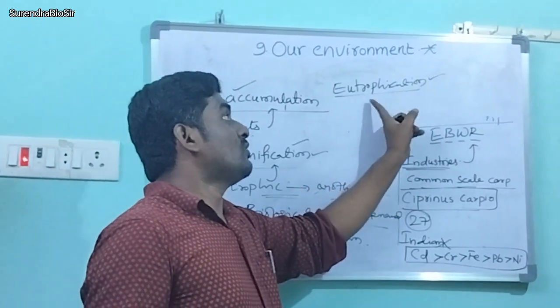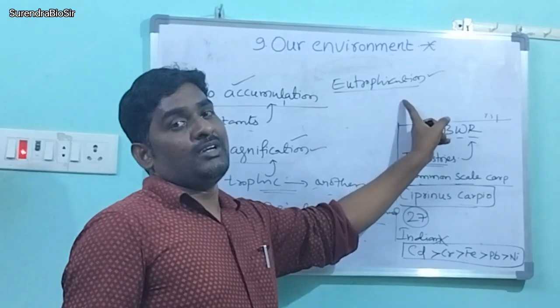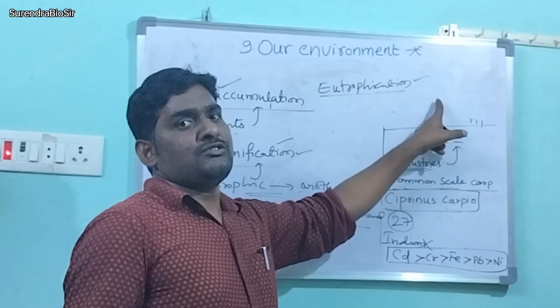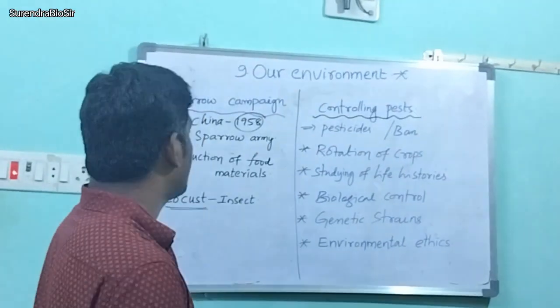So that is called what? Eutrophication, the growing of weeds in a water body, in an aggressive way. We cannot control it. Right.